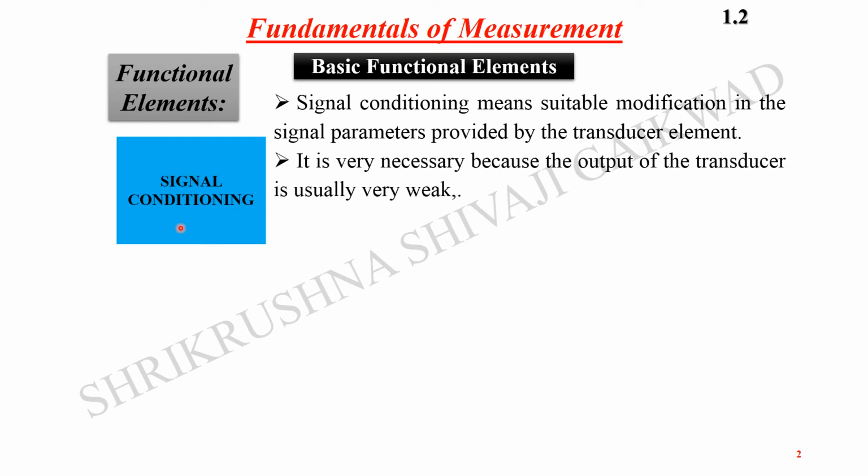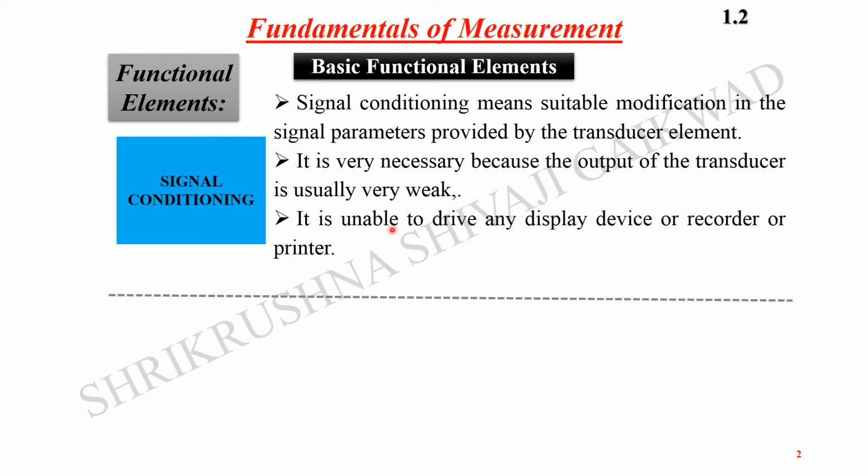Why is it necessary? Because the output of the transducer is usually very weak. Weak in the sense that the signal produced will be in the millivolt or microvolt, or the microampere or milliampere range. So that very weak signal is unable to drive any kind of display devices or the recorder or the printer, because its output strength is very weak.